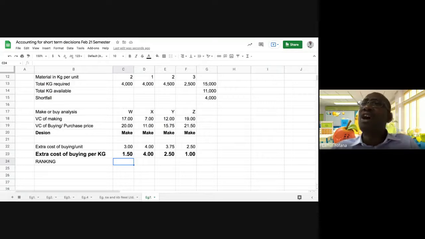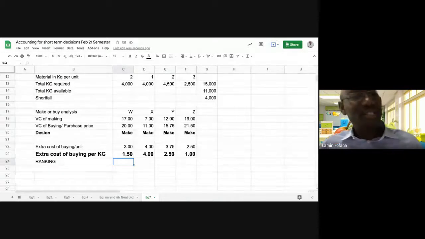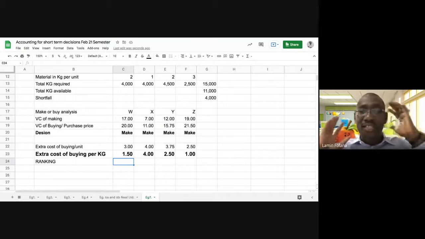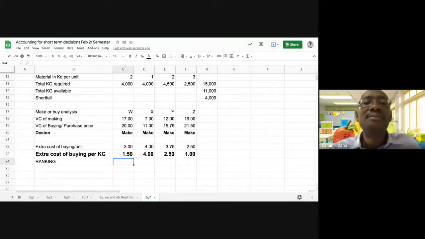Naturally, if you have an option of making and buying, you will want to make the ones that are going to be more expensive if you have to buy them outside. Simple. So you don't have to learn any formula. That is common sense. The only problem with common sense is that it's not common. But let's try to make common sense common.